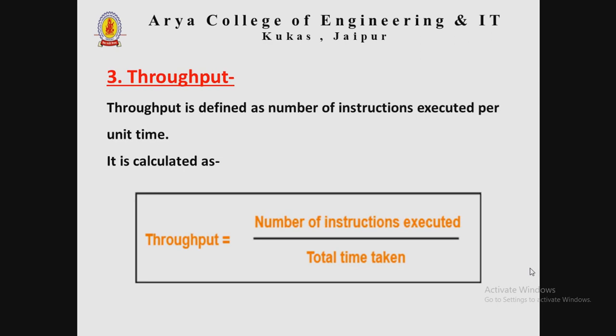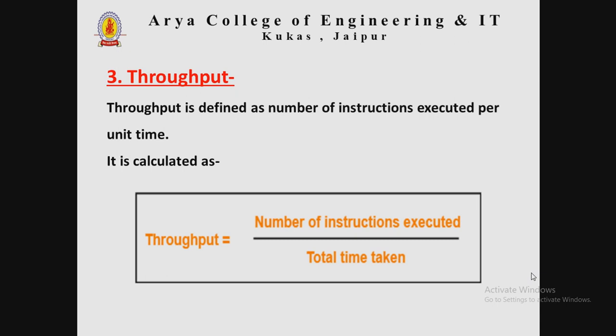And thus we move to the third parameter, that is known as throughput. What is throughput exactly? It is defined as the number of instructions executed per unit time, which means that in a unit time, how many instructions are executed. This is known as the value of throughput. And how can it be calculated? It is simple, as we can see with the help of the formula. Throughput is equal to the number of instructions executed divided by the total time taken.